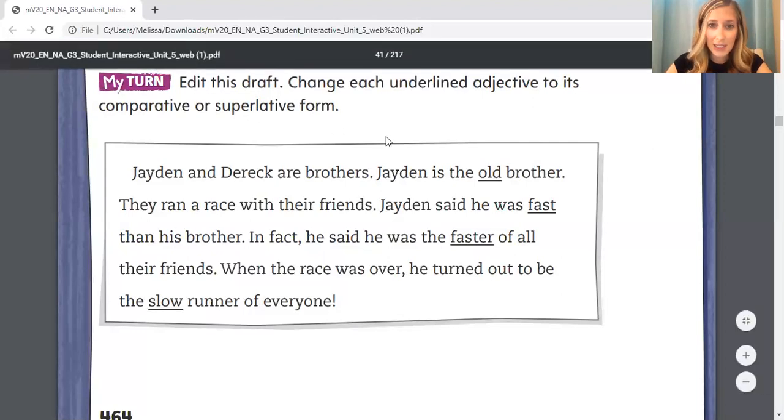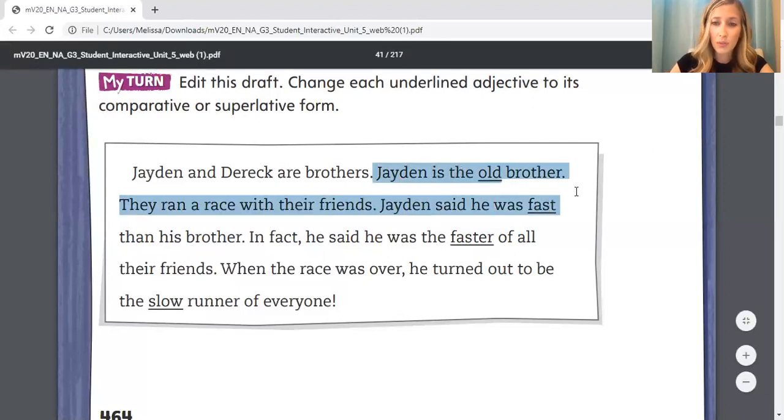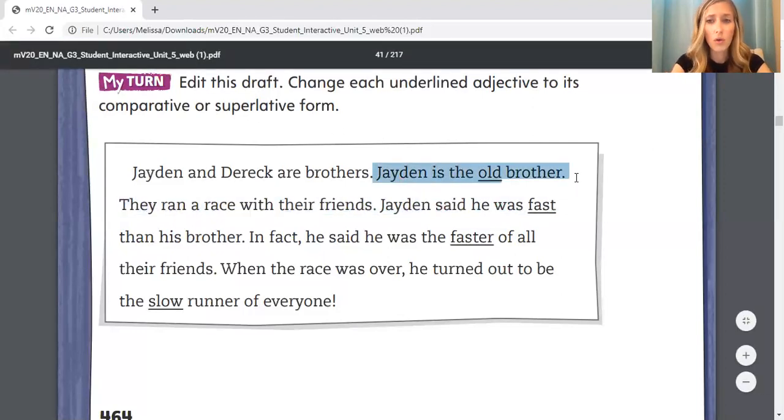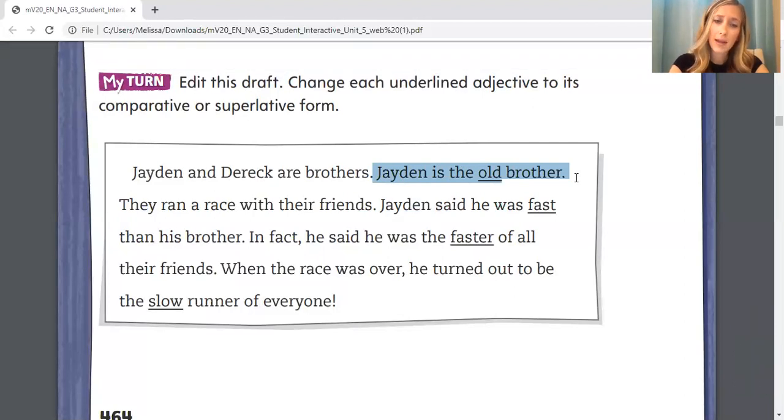This sentence where it says Jaden is the old brother, would I say older or oldest? I know that I'm reading about 2 brothers, Jaden and Derek. I'm comparing 2 things. So I'm not going to use the adjective oldest. I'm going to say older. Jaden is the older brother. He's the older brother out of the 2.